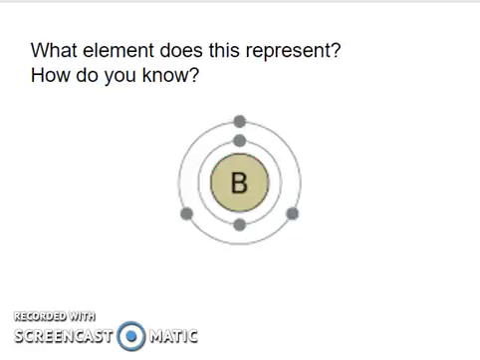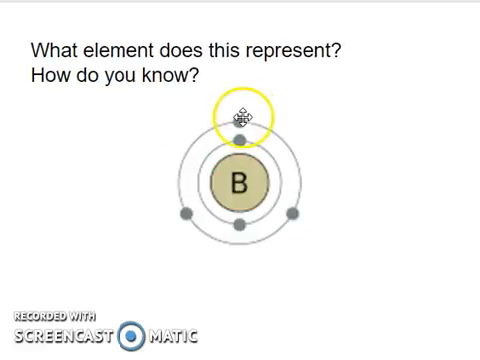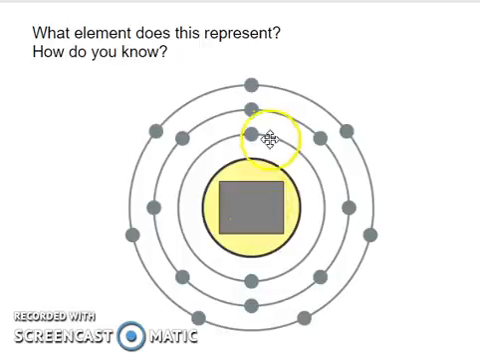Let's look at another example. Right here, we're looking at 1, 2, 3, 4, 5 electrons. So if you look at our periodic table, boron's atomic number is 5, which means that's the element that we're looking at here. Another example, if we count all these up, 1, 2, 3, 4, 5, 6, 7, 8, 9, 10, 11, 12, 13, 14, 15, 16, 17, we know we're looking at the element chlorine because it has 17 electrons, the same as its atomic number.